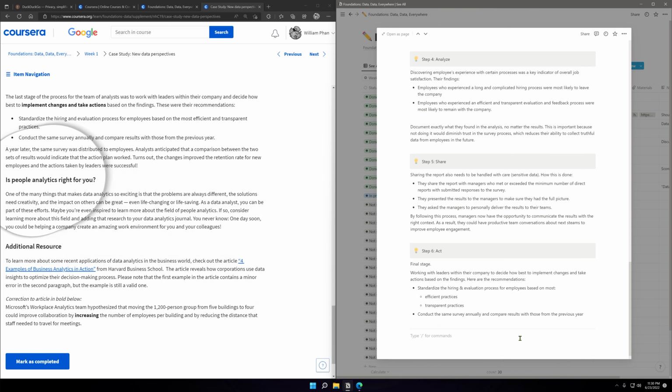Is people analytics right for you? One of the things that make data analytics so exciting is that the problems are always different. The solutions need creativity, and the impact on others can be great, even life-changing or life-saving. As a data analyst, you can be part of these efforts. Maybe you're even inspired to learn more about the field of people analytics. If so, consider adding that research to your data analytics journal. You never know, one day soon, you could be helping a company create an amazing work environment.